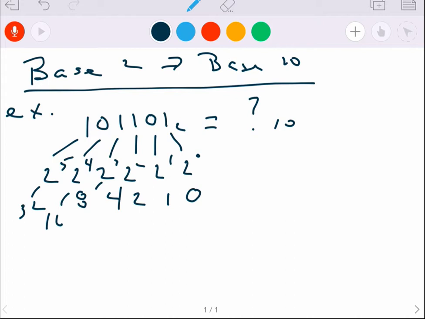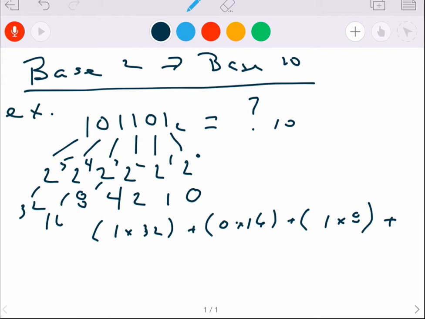So then what I ask the student is I go through and say, how many 32s do I have? And the answer would be 1. Then I say, how many 16s do we have? And of course the answer is 0, looking at the number up here. Then I ask, okay, how many 8s do we have? The answer is 1. How many 4s do we have? Looking up here, it's 1.